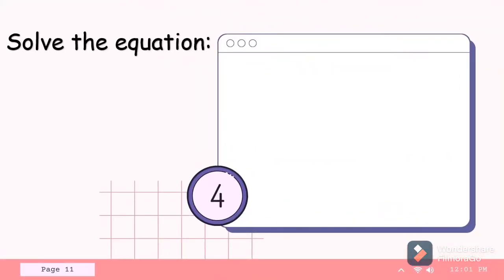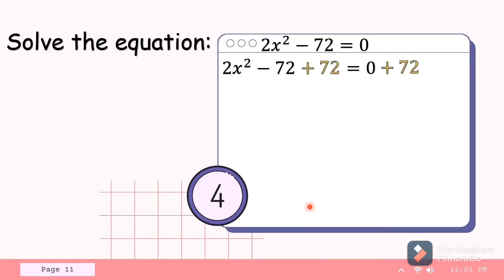Next, solve the equation: 2x squared minus 72 is equal to 0. Okay? I-eliminate muna natin si negative 72 using addition property of equality. So, mag-a-add tayo ng 72 sa kanan at kaliwang bahagi ng ating equation. Negative 72 plus 72, that will be 0. So, ang matitira na lang ay 2x squared is equal to 72.